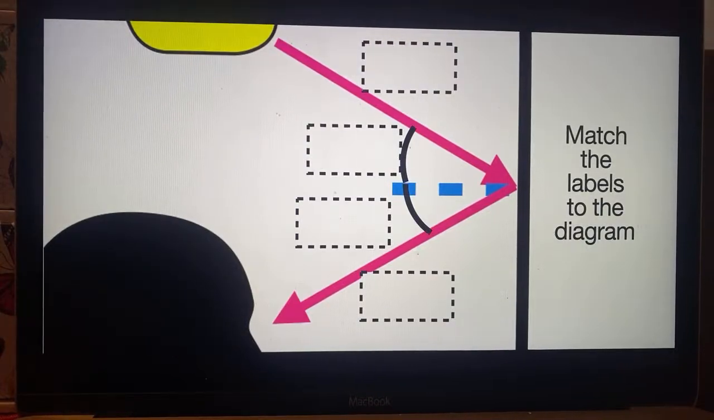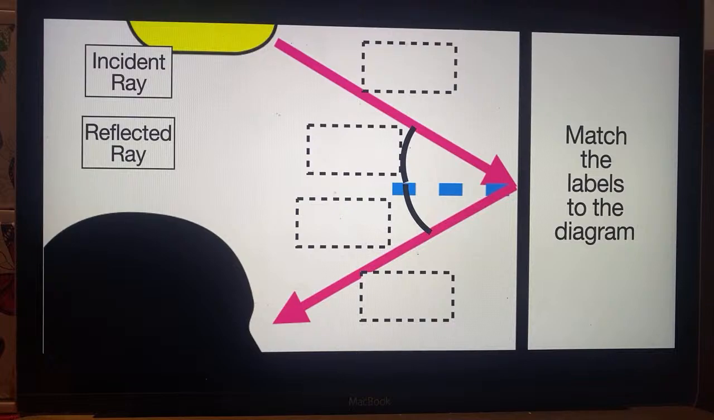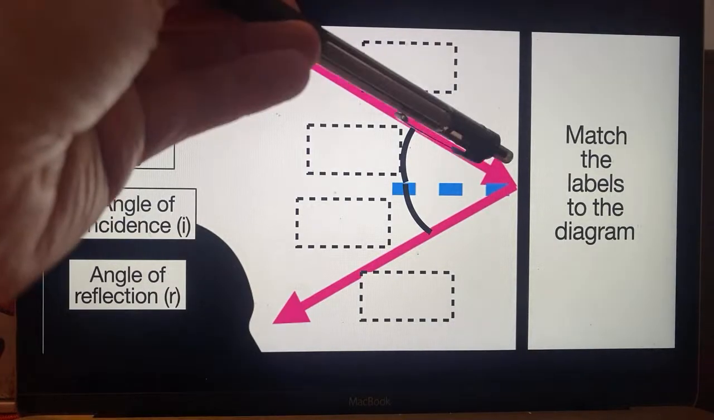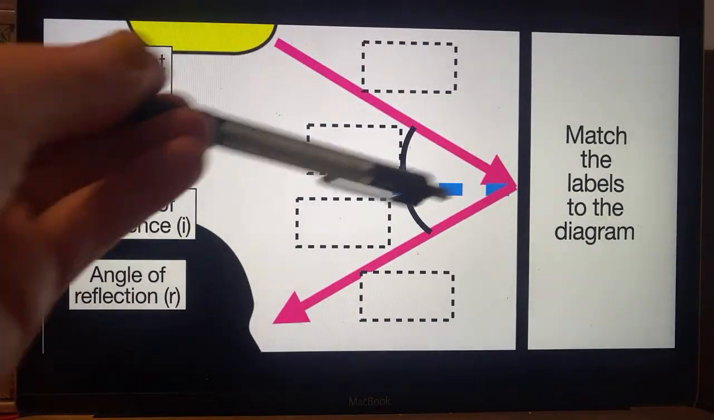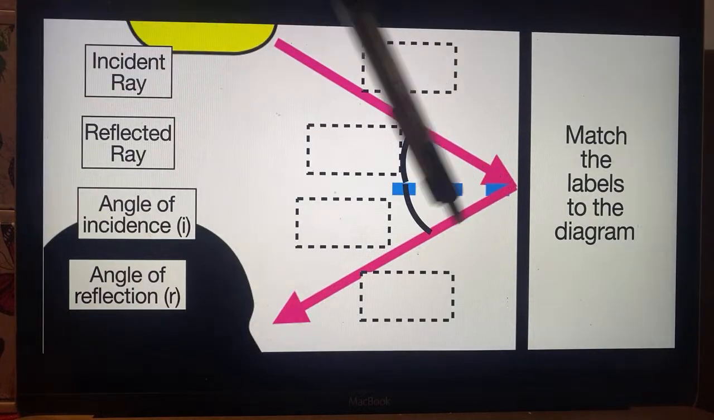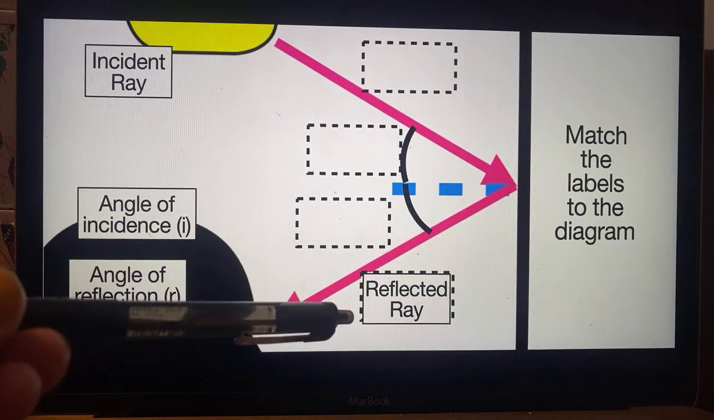And I asked you to label some different things, which hopefully you didn't have too much of a problem with, because you can do it by process of elimination. You've got the ray of light coming onto the mirror, the ray of light being reflected off the mirror, and then you've got some different angles. So we said, hopefully it's fairly easy to work out that the ray of light bouncing off the mirror is the reflected ray.